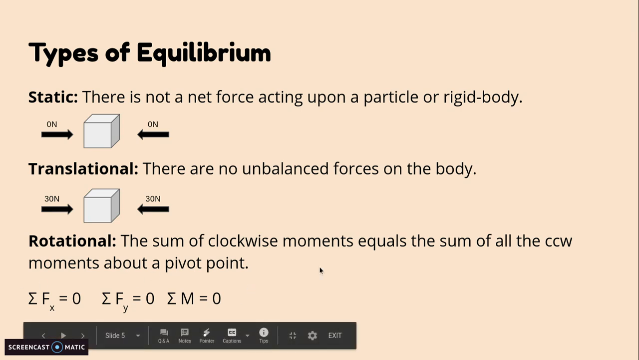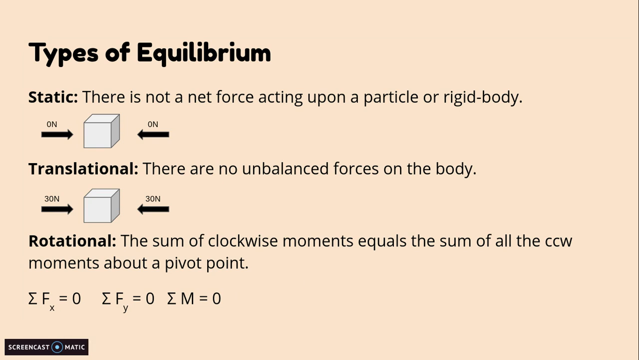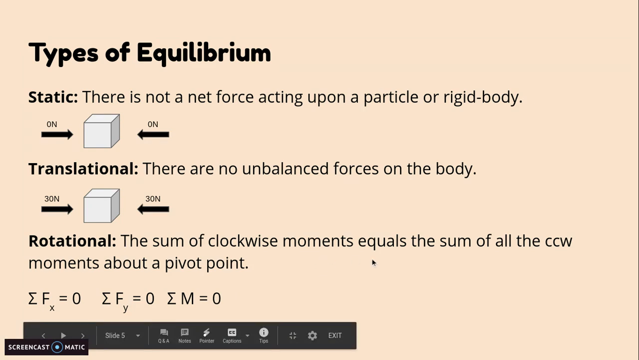About a pivot point. I meant to do a picture for that one, but if you think about it, I think what PLTW does, they have a sort of lever-shaped thing, and the moments, basically the forces that go around, are going to equal the clockwise ones and the counterclockwise ones. So therefore, the sum of Fx would equal 0, the sum of Fy would equal 0, and the sum of M would also equal 0.